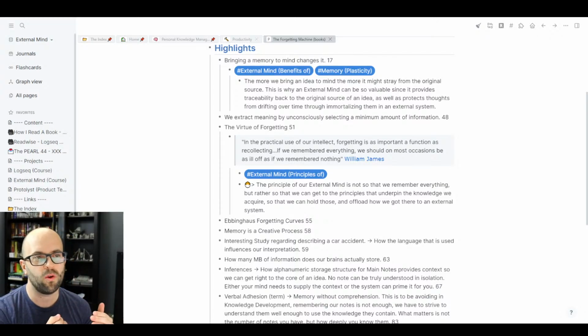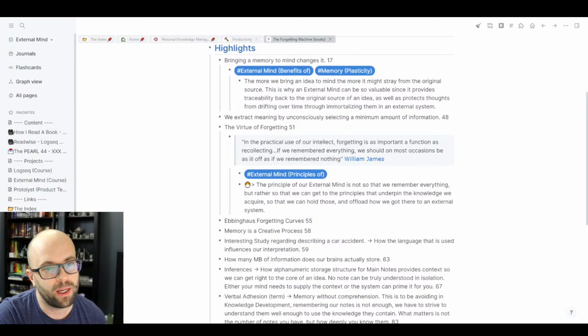I mean, you're not always going to have your external mind right next to you when you're in a conversation with your coworkers, when you're doing something at work, when you're out and around. You want to be able to use those fundamental principles rather than just pulling up a bunch of information that you don't know how to use.